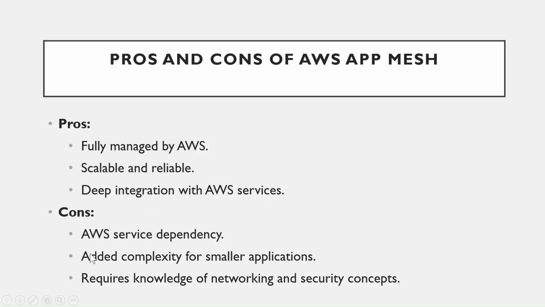Now let's see the cons of AWS App Mesh. AWS service dependency. You become more dependent on the AWS services, so switching to a different cloud provider later might be harder. Added complexity for smaller applications. For a smaller or simpler application, App Mesh can be overkill and make things more complex than necessary.